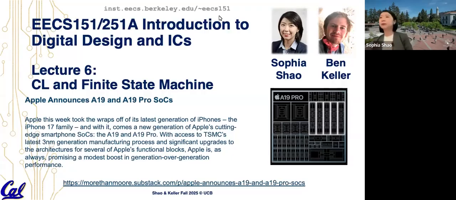We get to our sixth lecture of this semester. We're going to wrap up combinational logic, focusing more on how we can do more simplification to get a simpler circuit, and we'll also get started on the finite state machine.